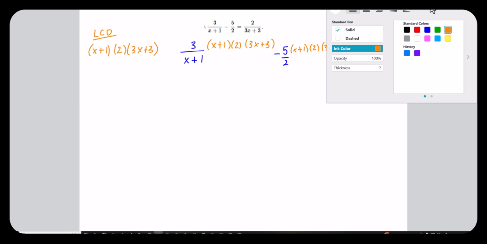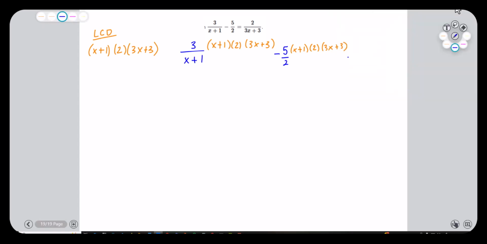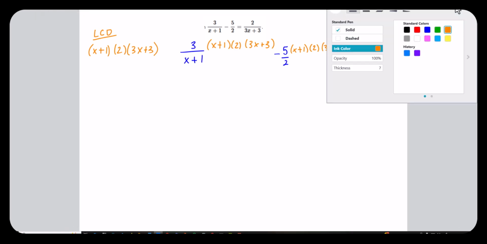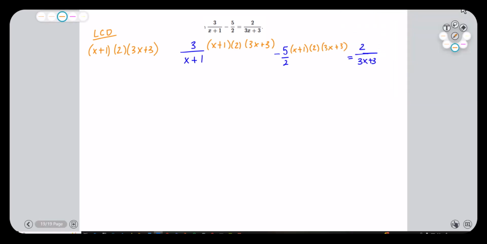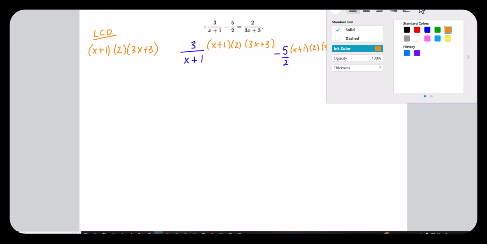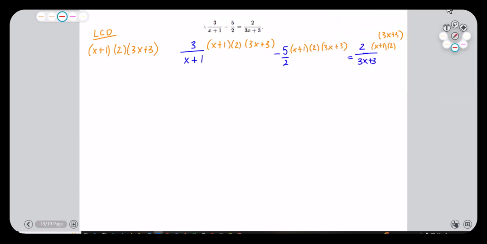And then finally this last piece, so equals 2 over 3x plus 3. And I am going to multiply that by my least common denominator, which is x plus 1 times 2 times 3x plus 3. And hopefully you're having an aha moment to see what happens. That cancels, that cancels, that cancels, that cancels.